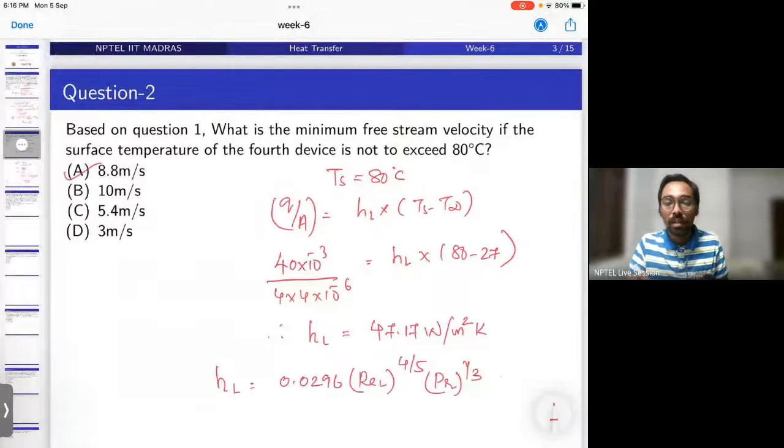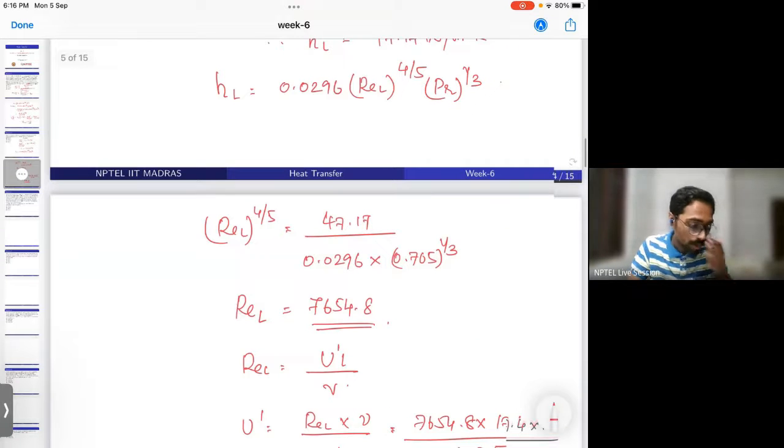Okay, which means we should give at least 8.8 meter per second in order to restrict the increase in the device temperature beyond 80 degrees Celsius. So let's move on to the next question.